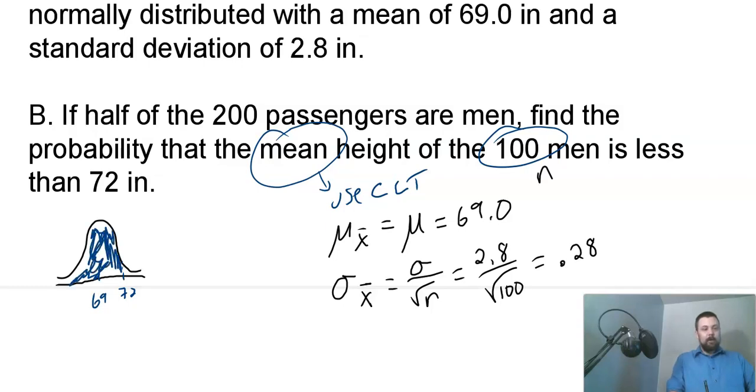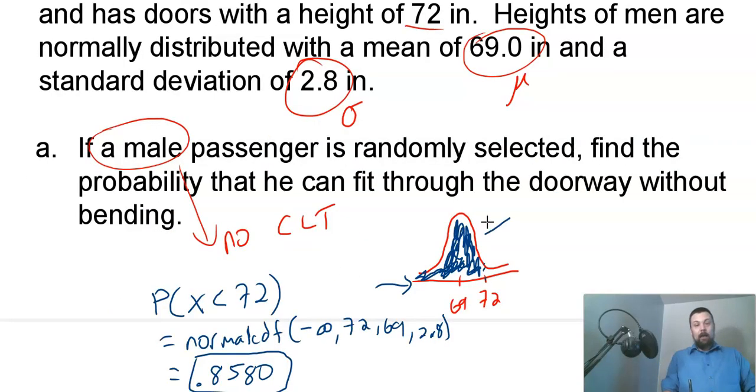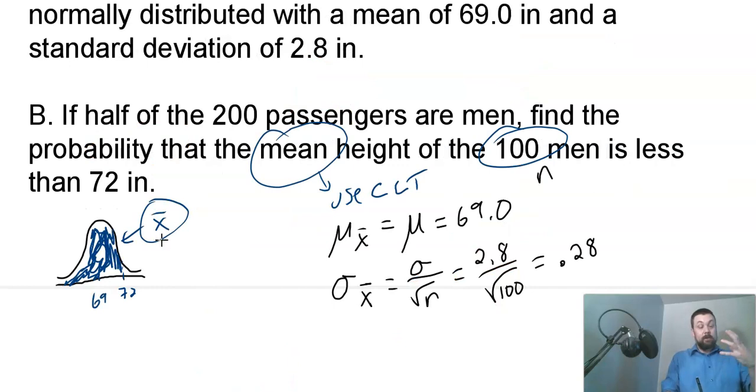But again, this drawing, while it looks the same, is in reference to sample means of all samples of size 100. Whereas my original drawing for part A is just the heights of men. This is all the heights of all the men in the population, and that's represented with the letter X. This is the sample means of all possible samples of size 100 drawn from the heights of men. That was the original population. I've repeated it probably more times than I should have in this video. Hopefully by now it's making sense.